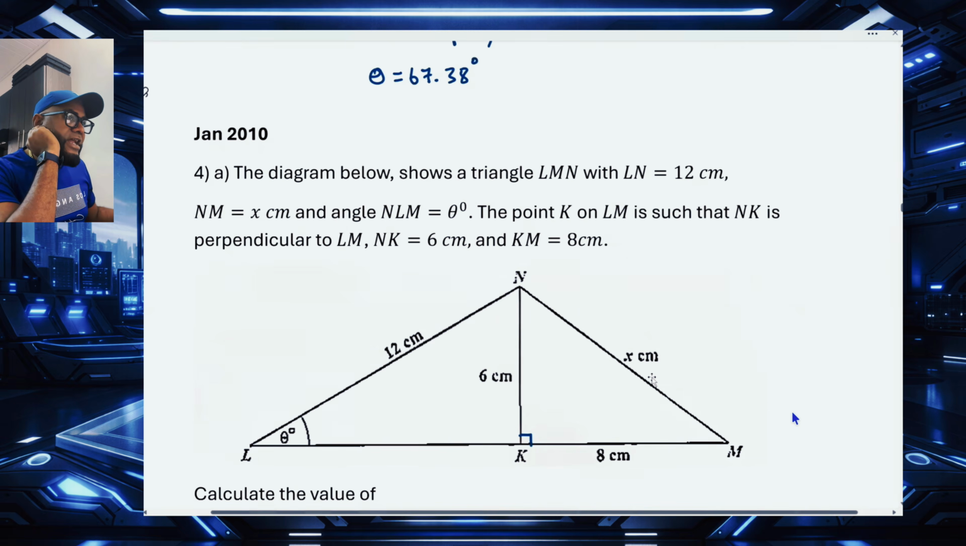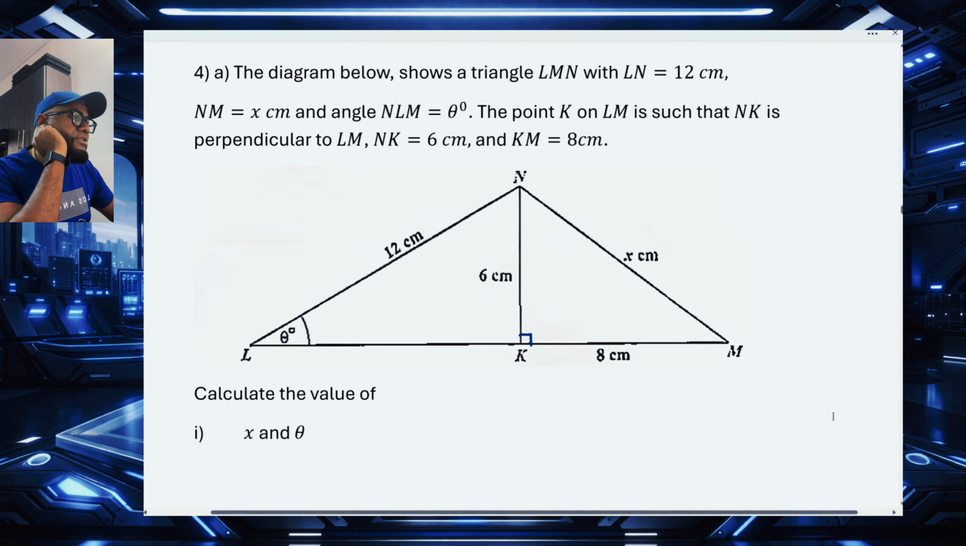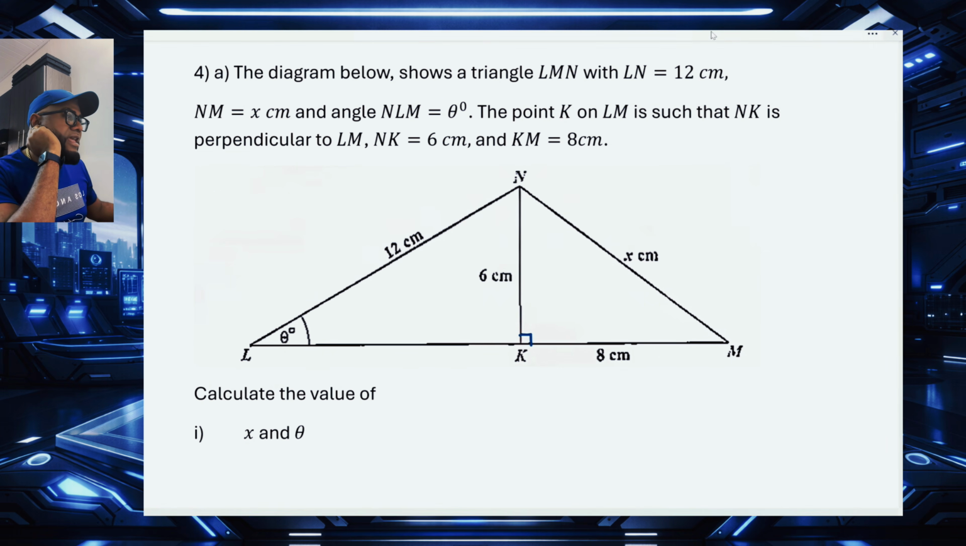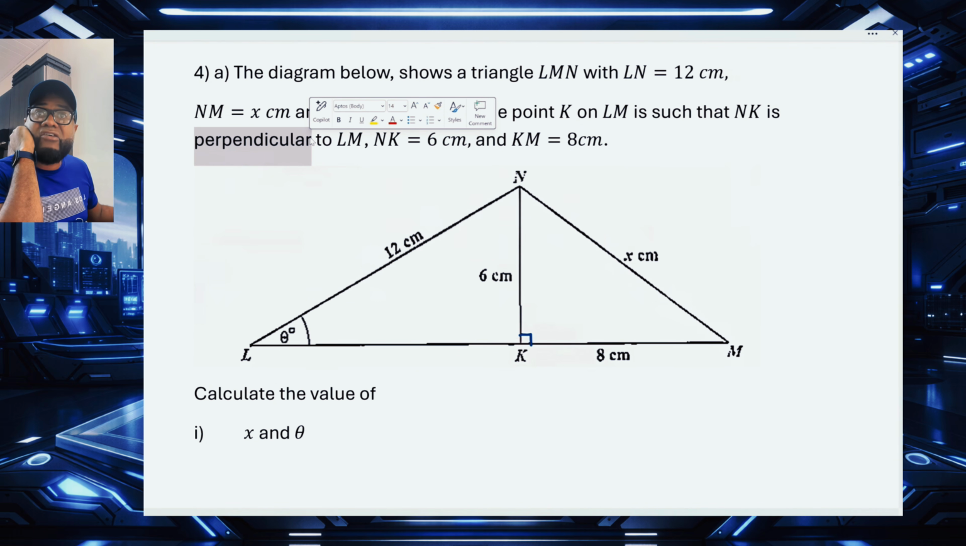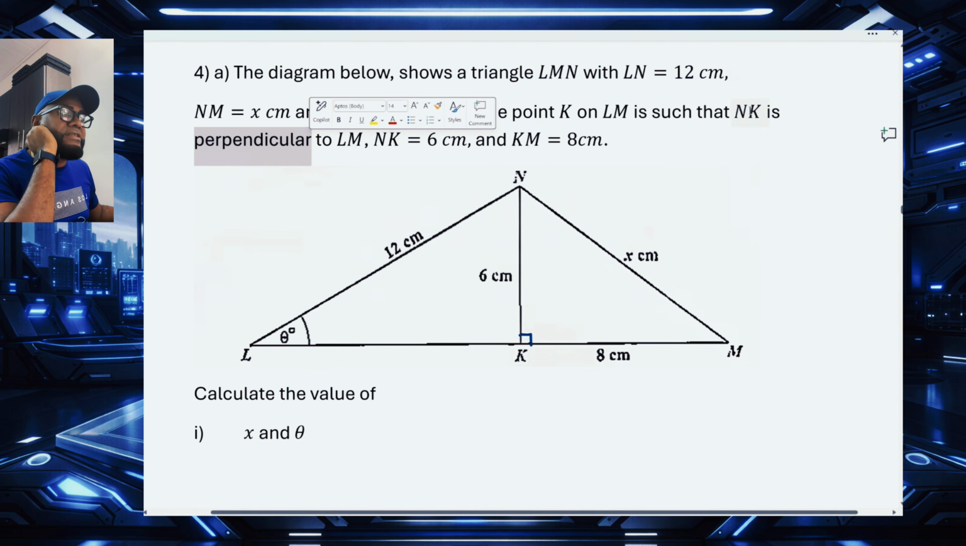Right, so let me deal with this question here. January 2010. The diagram below shows a triangle LMN with LN as 12, NM as X, and angle NLM as theta. The point K on LM is such that NK is perpendicular. You all saw this word being thrown around here. What does perpendicular mean? When they meet, they form a 90-degree angle, a right angle. So if two lines are perpendicular, it means where they meet they form a right angle. They said LM, which is this line here, is perpendicular to N.